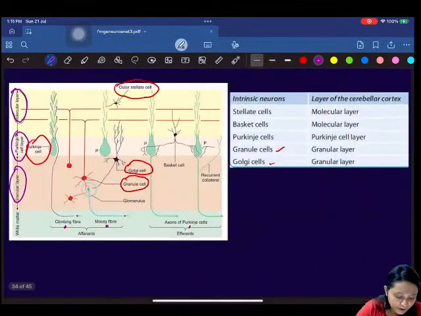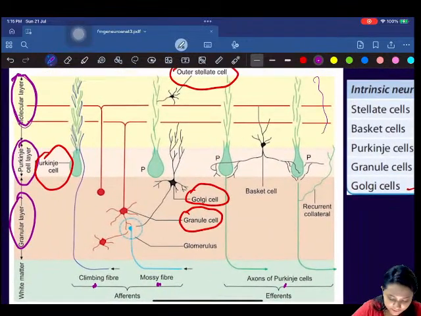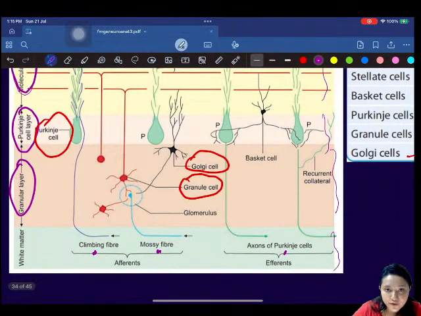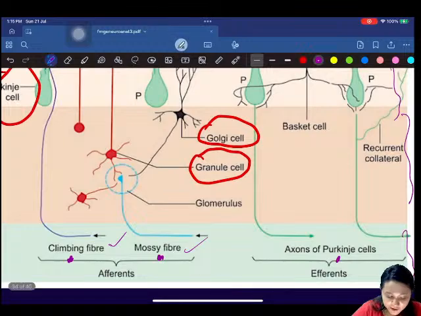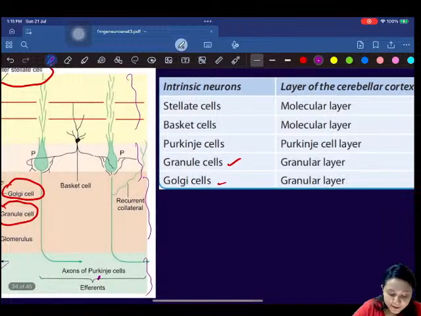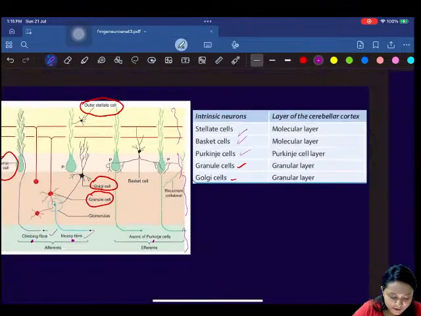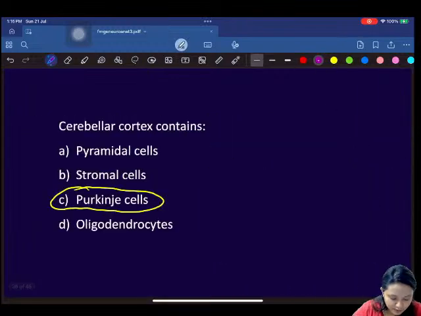Then we have studied about the cerebellar cortex. So you know that the outer layer is the molecular, then you have the Purkinje, and then you have the granular, and then you have the white matter where you have the fibers. So you have the climbing fibers and the mossy fibers. These are the cerebellar connections and the axons of the Purkinje cells. Now what are the cells? You will have the stellate cells and the basket cells in the molecular layer. The Purkinje layer will have the Purkinje cells, and in the granular layer you will have the granule cells and the Golgi cells. So these are the topics discussed.